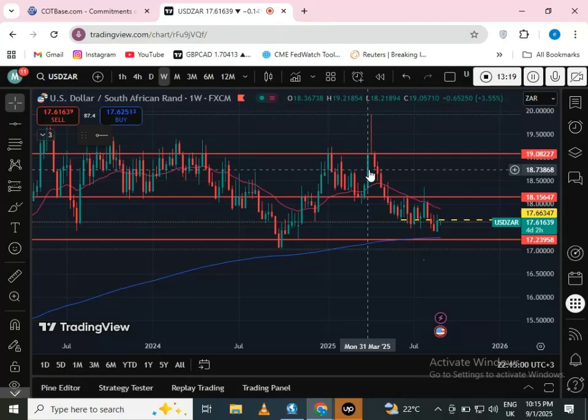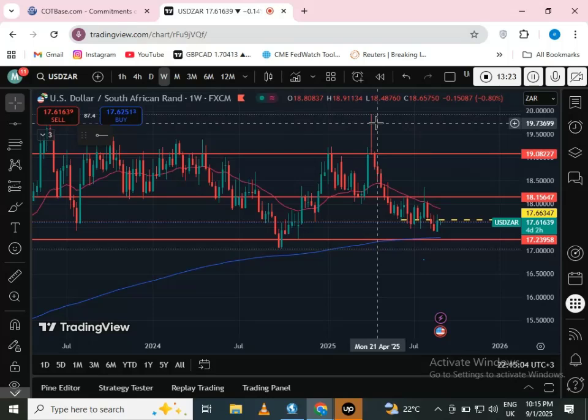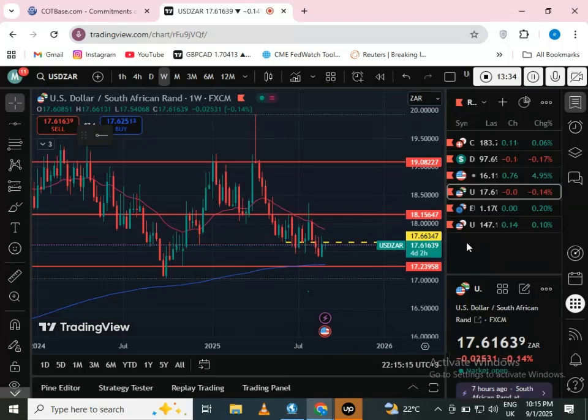It means that there will be a lot of selling pressure on the USD South African rand, due to there being more buying on the South African rand compared to the US. So that's also a lot of selling momentum on this pair. So you can see how you can link the COT report and the forex market.